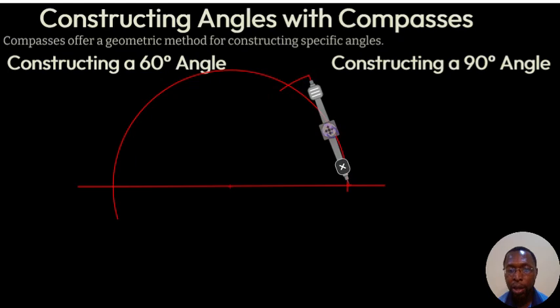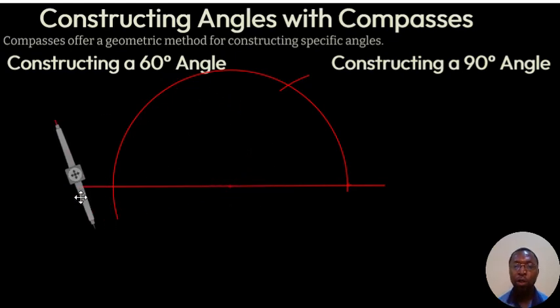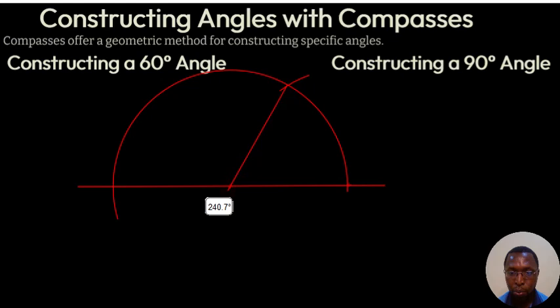Once you have made the arc, you move your compass back to the center where you drew your semicircle, just to be sure that the point is there. Then you take away your compass, get your ruler and join this point and this point together. When you do that, you are measuring angle 60 degrees. So this angle here is 60 degrees. This is how to measure angle 60 degrees.